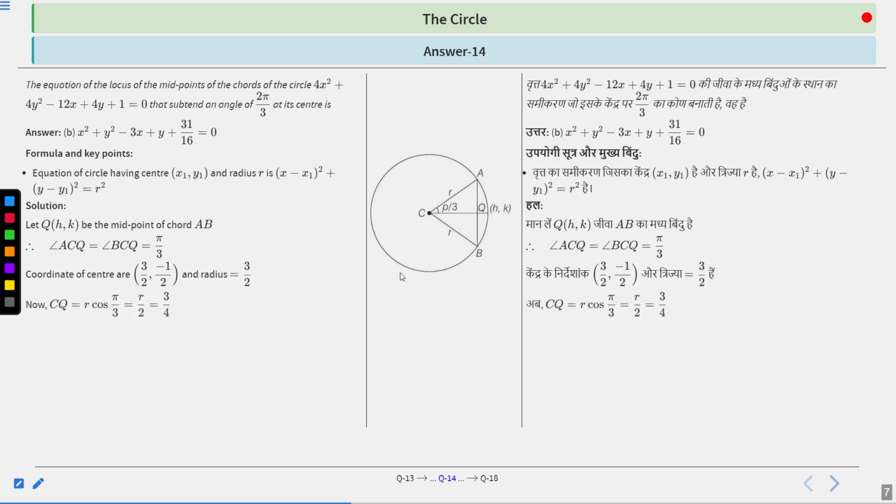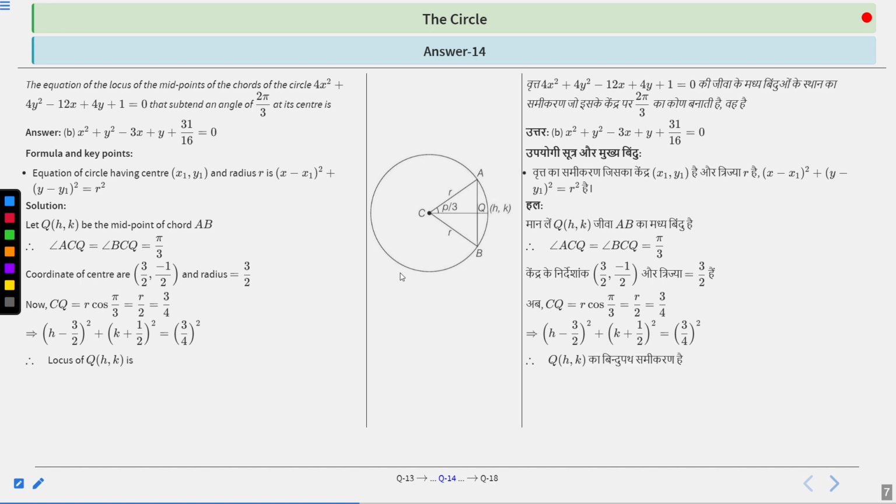Therefore, CQ is equal to R cos pi by 3, which is equal to R by 2, which is equal to 3 by 4, right? So we can easily find the circle because now we have the center and radius. Therefore, the equation of the circle will be (h minus 3 by 2) whole square plus (k plus 1 by 2) whole square is equal to (3 by 4) whole square, right?